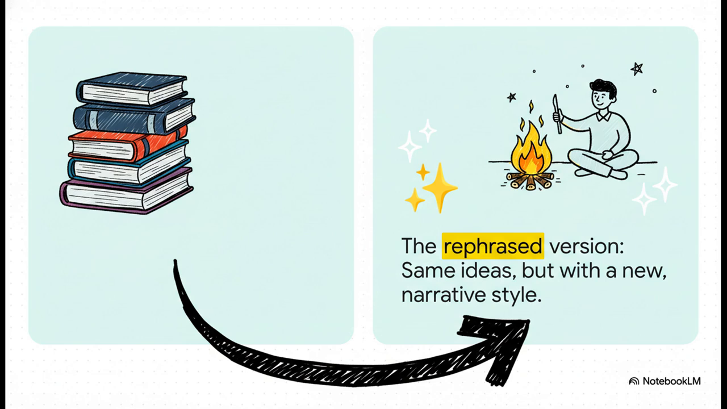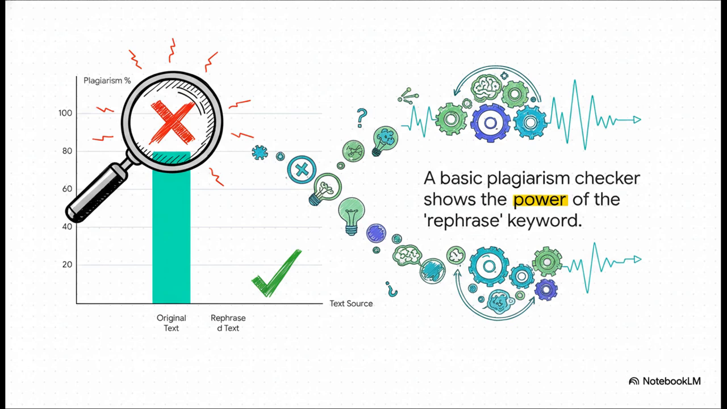Whoa, check out this transformation. On the left, you've got that dry, factual Wikipedia tone we all know. But on the right, it's the same information, but the rephrased version has a totally different vibe, way more narrative. Look at the verbs it uses, the more personal feel. It's a huge difference. And here's where it gets really interesting. We ran both through a plagiarism scanner. The original text, of course, gets flagged. It's straight from Wikipedia. But the rephrased version comes back as 100% unique.